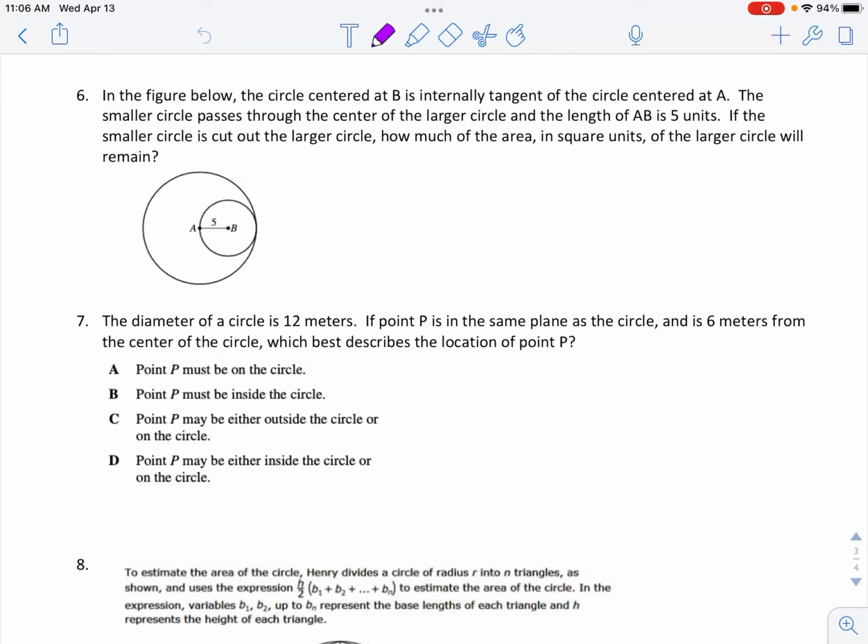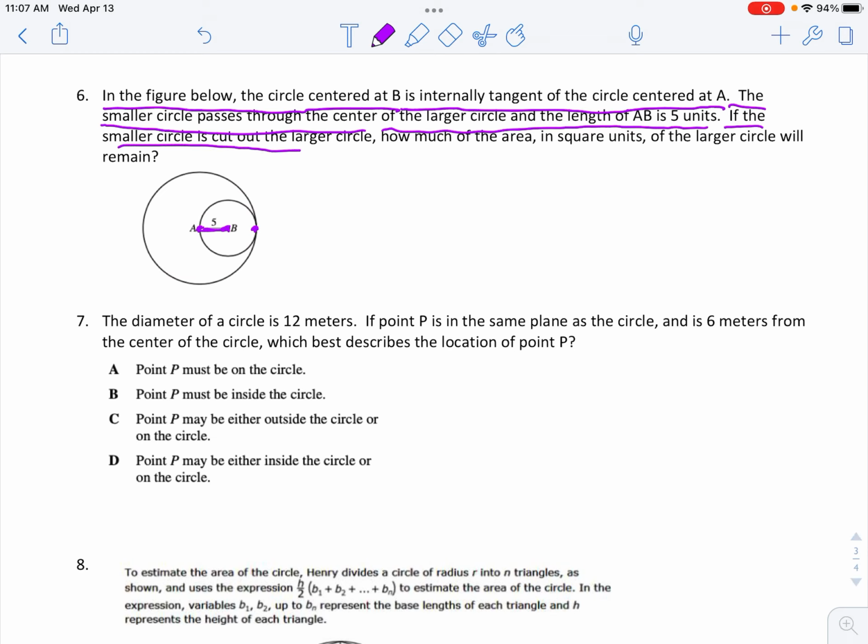Okay, so in this one, in the figure below, the circle centered at B is internally tangent to the circle centered at A, which is right here. That point is what it means, and that's important. The smaller circle passes through the center, right there, so the center to center is the radius of the larger circle, and the length of AB is 5 units.